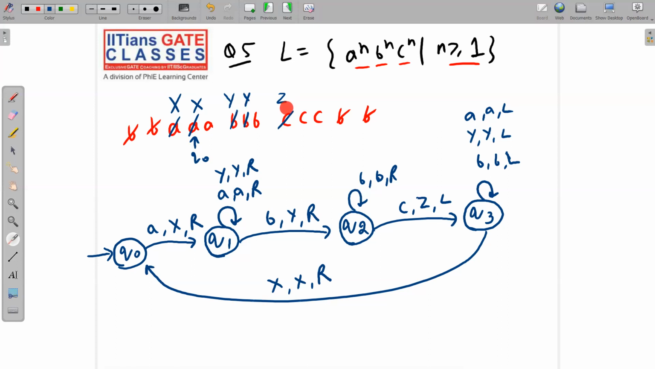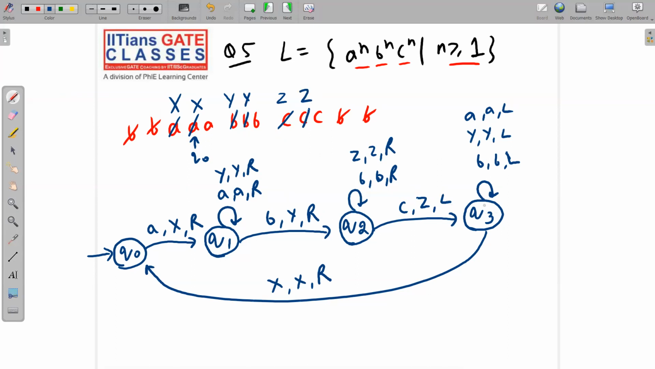But Q2 can read this Z also, right? Q2 is ignoring the B's. Similarly, it has to ignore Z also because it is in the search of C. So I have to give the move. Z will remain as Z and it will move towards the right. Now the read write head will replace this C by Z, and it will move towards the left.